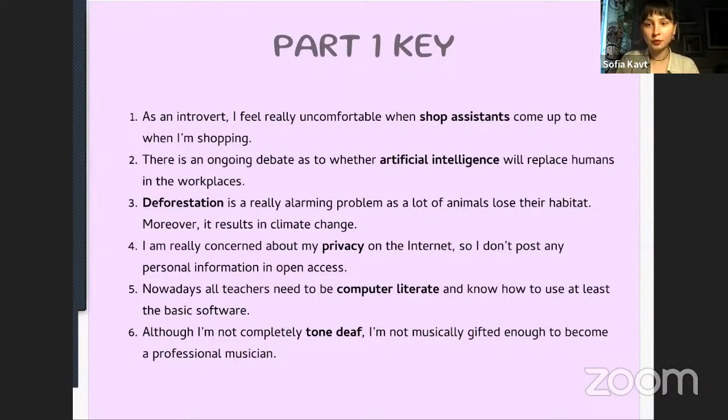Number one, shop assistants. Number two, AI. Number three, deforestation. Number four, privacy. Number five, computer literate. And number six, tone deaf. Let's move on to the second part.